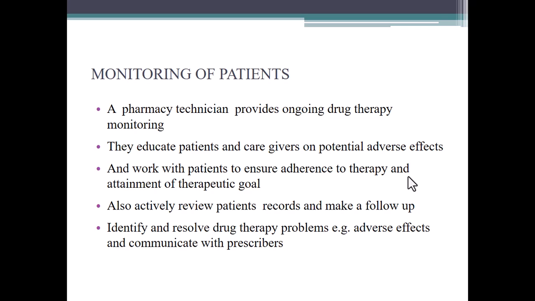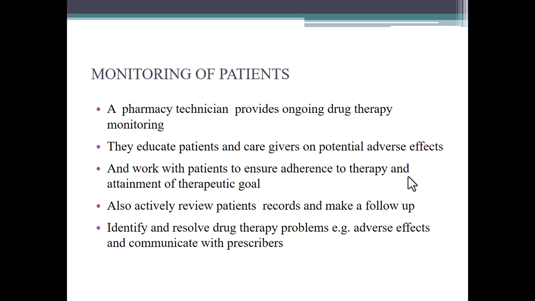So how about monitoring of patients? We also have a lecture on monitoring of patients. However, let me take you through. We see that a pharmacy technician, pharmacy assistant, or a pharmacy professional should provide ongoing drug therapy monitoring. You should always monitor how a patient is responding to treatment. The benefits of monitoring is that you're able to identify adverse drug reactions as early as possible, and you're in position to discontinue this medication if the adverse drug reactions are life-threatening. So you find that it is really so good for you to keep monitoring your patient.